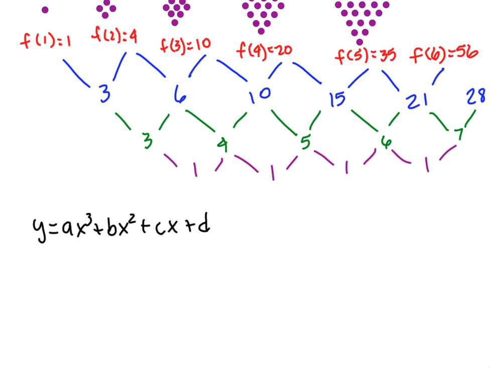Check this out. I'm going to have a times 1 cubed, and then I'm going to have a times 2 cubed. And then I'm going to have a times 3 cubed. And then I'm going to have a times 4 cubed.